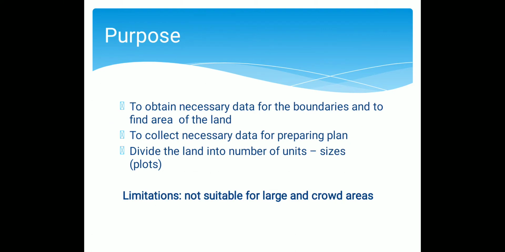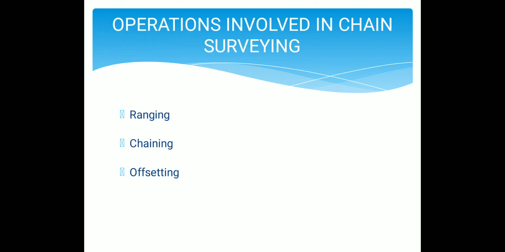Purpose: it is done to obtain necessary data for the boundaries and to calculate the area of land, to collect necessary data for preparing the plan, and to divide the land into a number of units or plots. It is not suitable for large and crowded areas. What are all the operations involved in chain surveying? Ranging, chaining and offsetting. We'll be seeing about ranging and chaining.